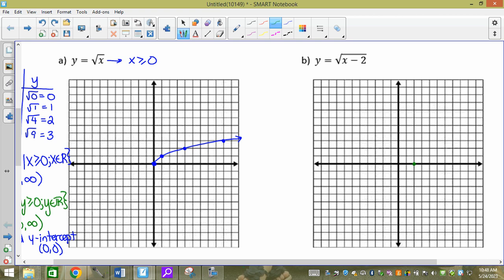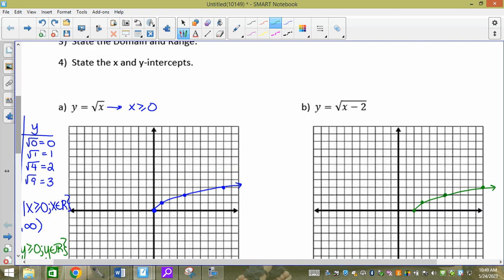So this one was right. 4 is 6. And then 9 is 11. It's up and to the right, so no reflections have happened, correct? Which we know no reflections have happened because there's no negatives in our equation.